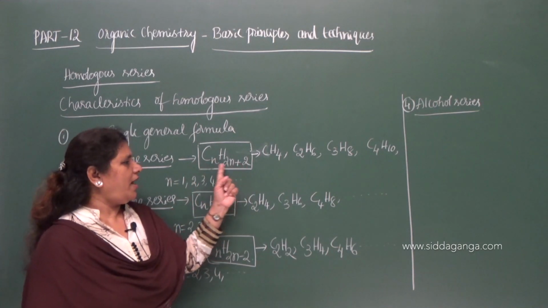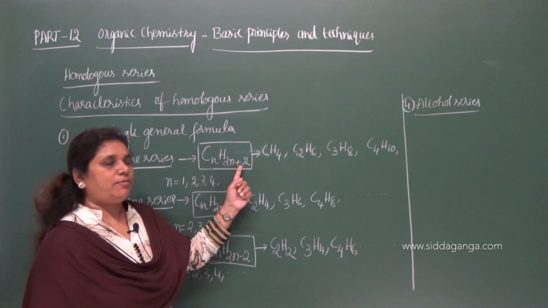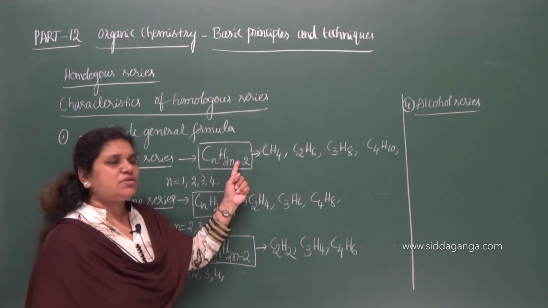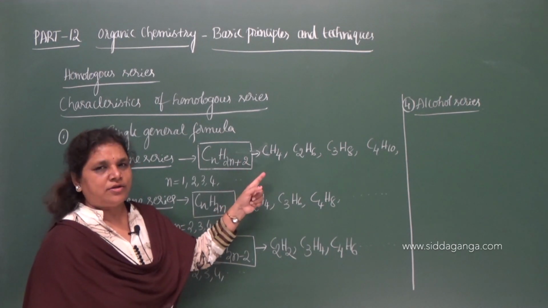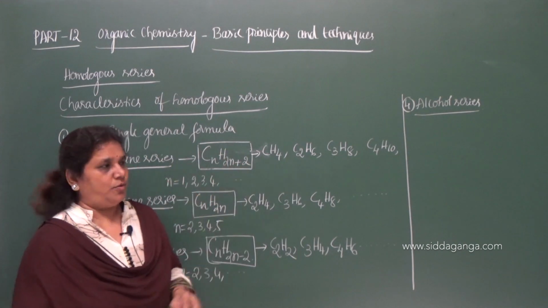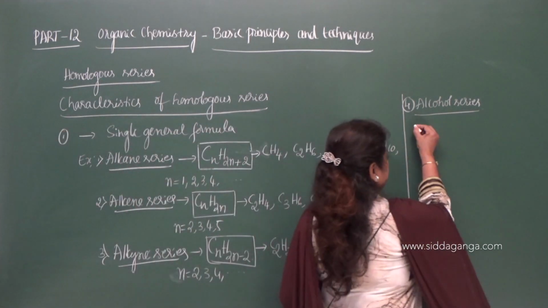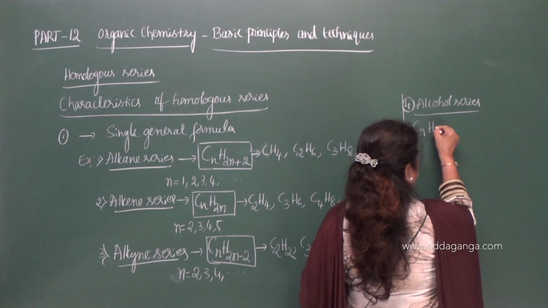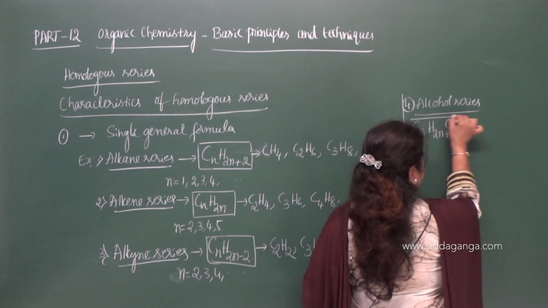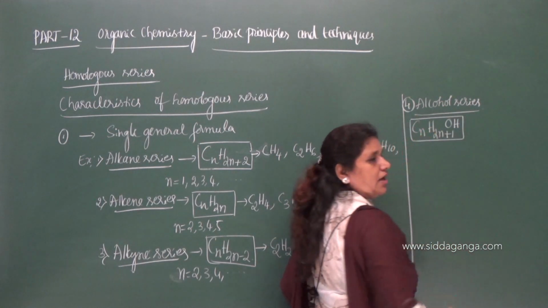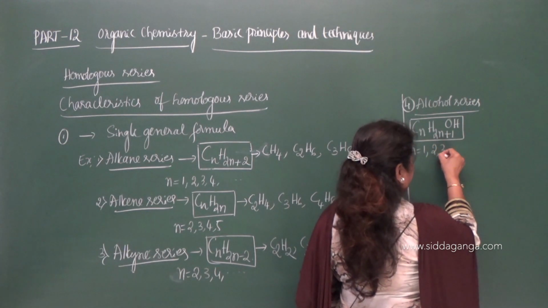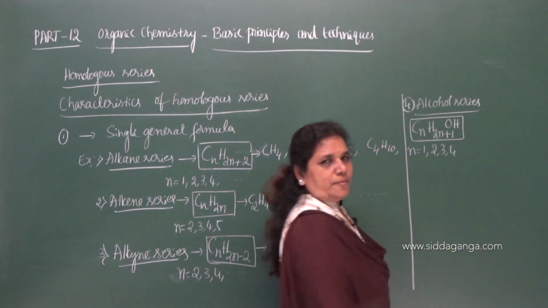If we remove one hydrogen from the general formula of the alkane series, it will be CnH2n+1. We are removing one hydrogen and then we have to replace it by what? The OH group. So you can write it as CnH2n+1OH. This is the general formula of the alcohol series. Here the value of n starts from 1, 2, 3, 4, etc.